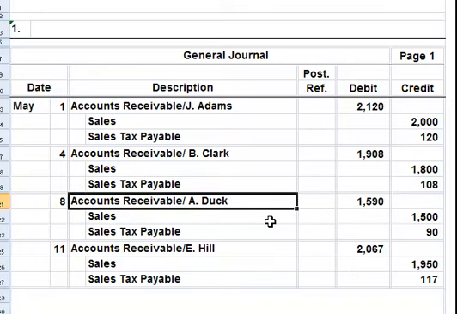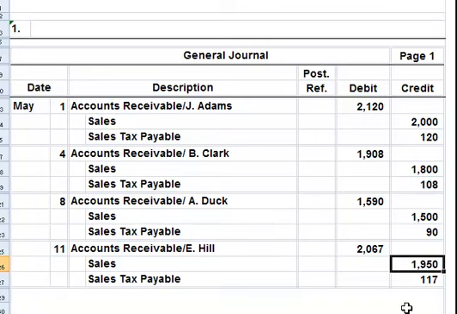A. Duck receivable account. On the 11th, sold merchandise on account to E. Hill, $1,950 plus sales tax. So the amount that they purchased from us was $1,950. Then they have to pay the 6% in sales tax on top of that, which shows that they owe us a total of $2,067.